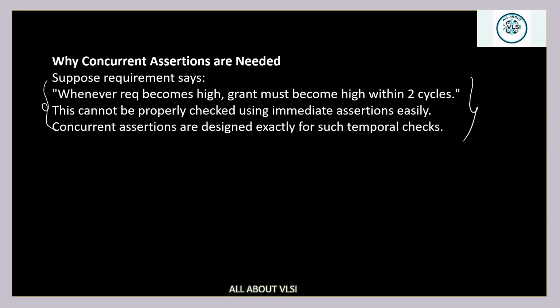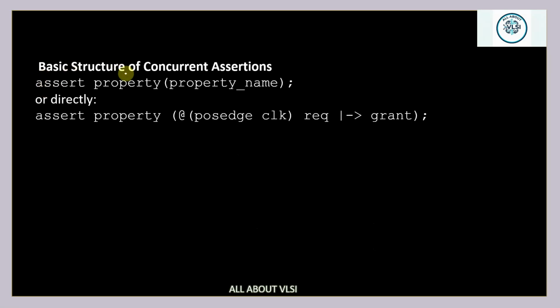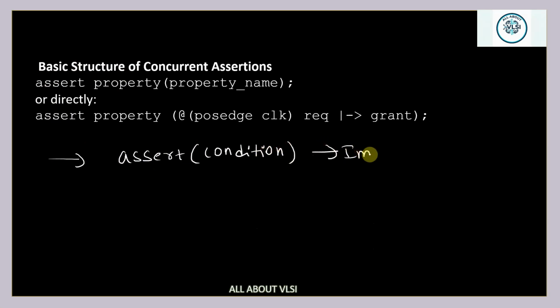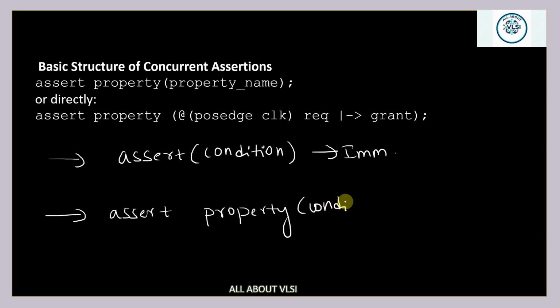Now, how am I going to have these concurrent assertions? If you want to distinguish them from immediate assertions, an immediate assertion looks like this: assert, followed by whatever condition you're going to write down. That is nothing but your immediate assertion, right? But if you want to write a concurrent assertion, you're going to use the keyword assert followed by property, followed by the condition.